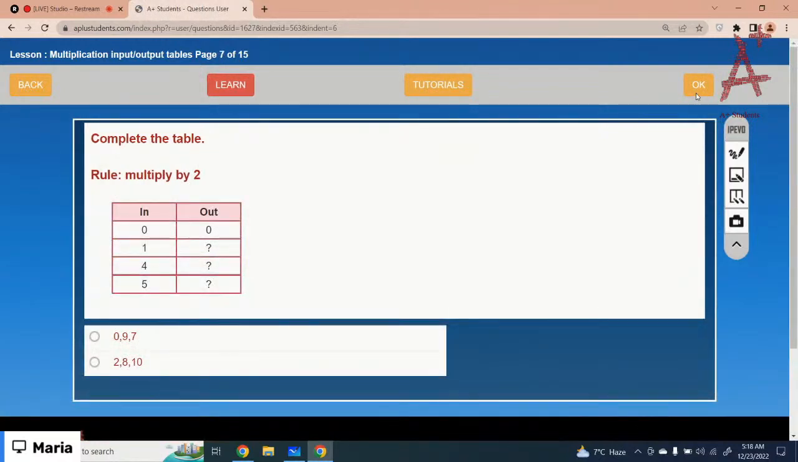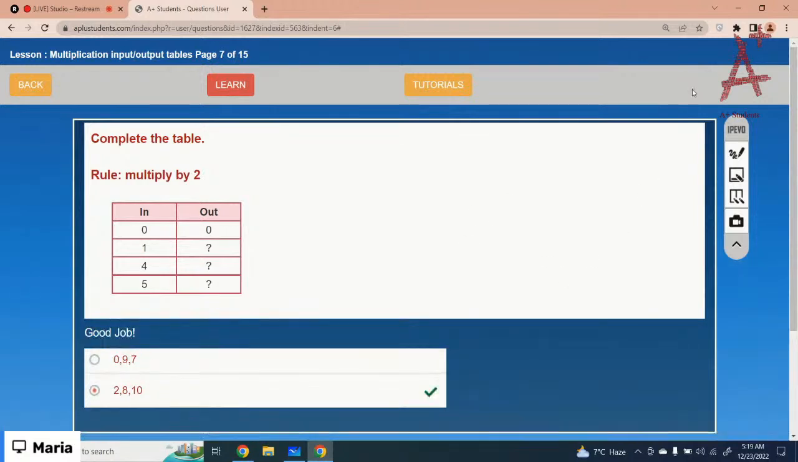Okay, complete the table. You have to multiply each input value by 2 to calculate the output values. Got it? So which is the correct option? Option 1 or option 2? Option number 2 is the correct one. Got it? Because 2 times 1 is 2, 2 times 4 is 8, and 2 times 5 is 10. Got it?